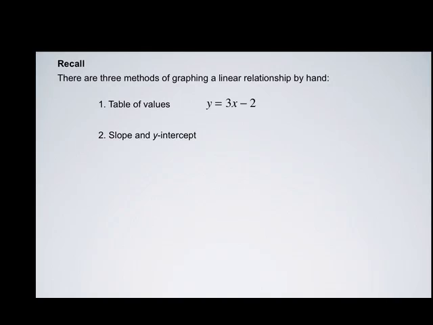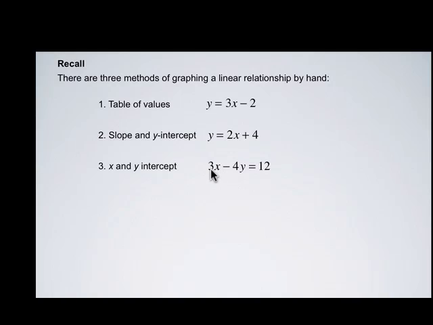Another way that we can graph a linear relationship is by using the slope and y-intercept method. And if you recall, if you're given the equation y equals 2x plus 4, you put a point at 4 on the y-axis because 4 is the y-intercept, and you would then draw a line through the point (0, 4) that has a slope of 2, because in y equals mx plus b, the slope of this line is 2.